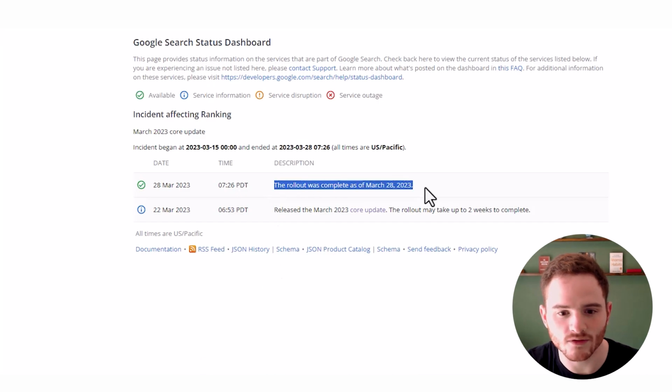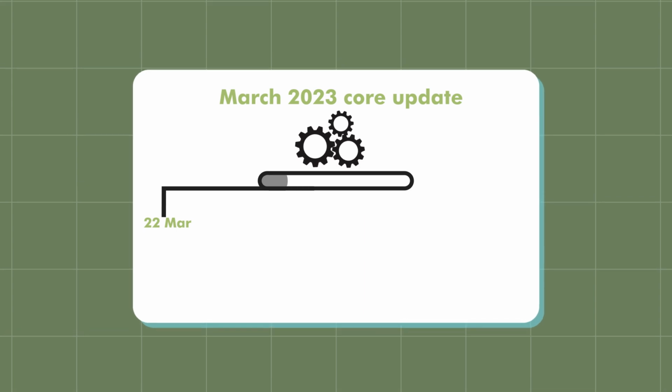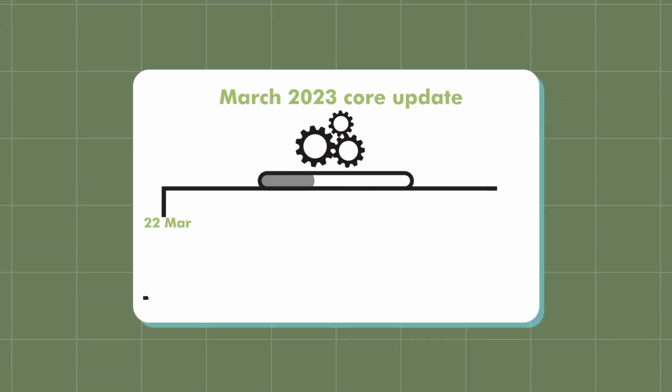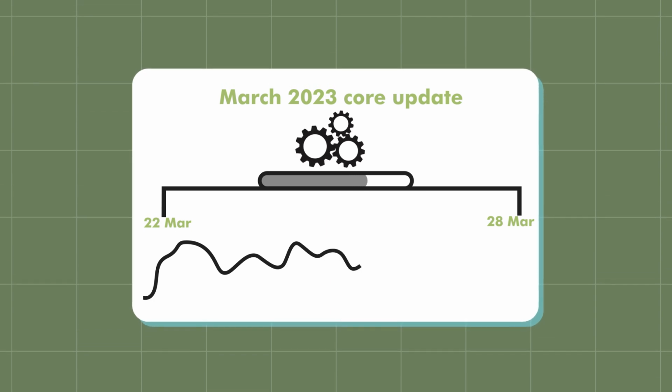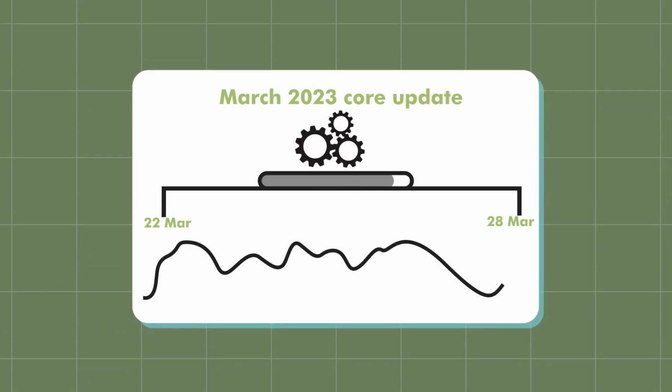They give us when the rollout was completed, which was March 28th, and when it started, which was the 22nd of March. Google updates always have this period of rolling out, and so the traffic drop may happen anytime during that period. It can fluctuate during that period, or it may even decline after that period.